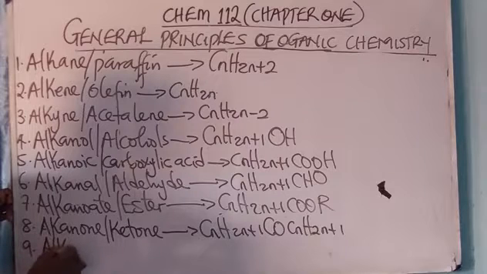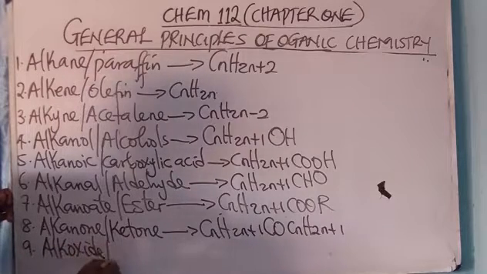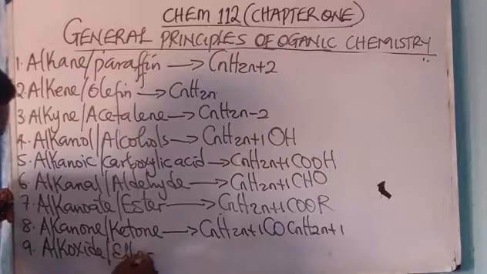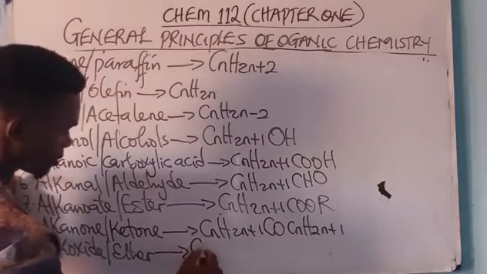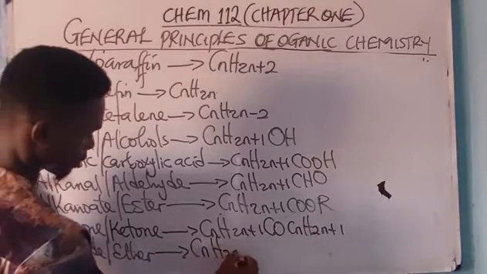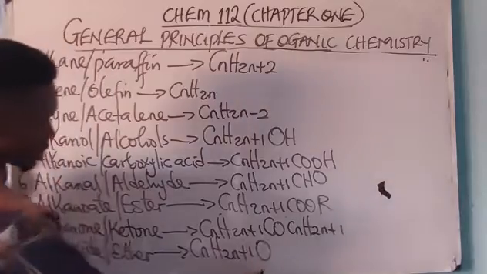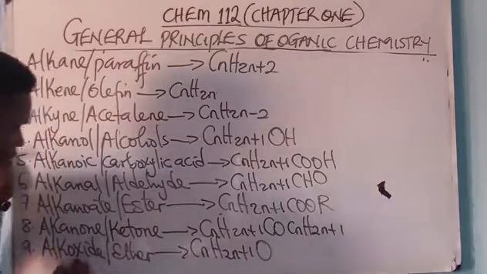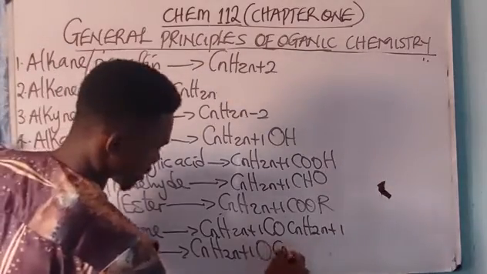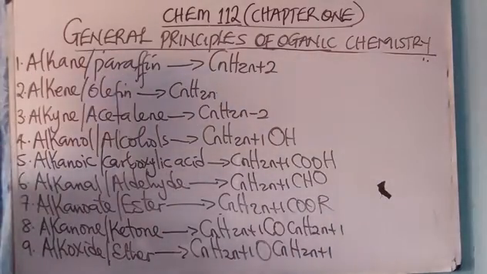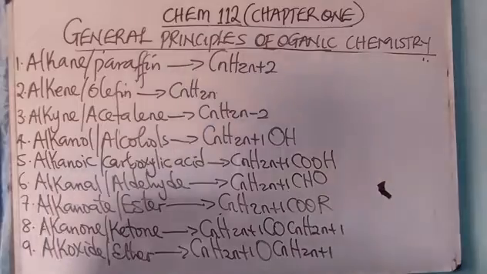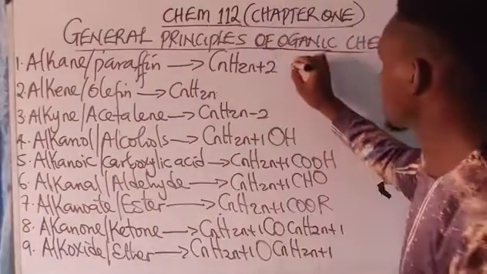Number 9 is for the alkoxide, or ether. Look at it here: ether, E-T-H-E-R, not ester. You have it to be CnH2n+1O. This is the functional group of ether, or the alkoxide. I have CnH2n+1. So please take notes of the various formulas. Then number 10.